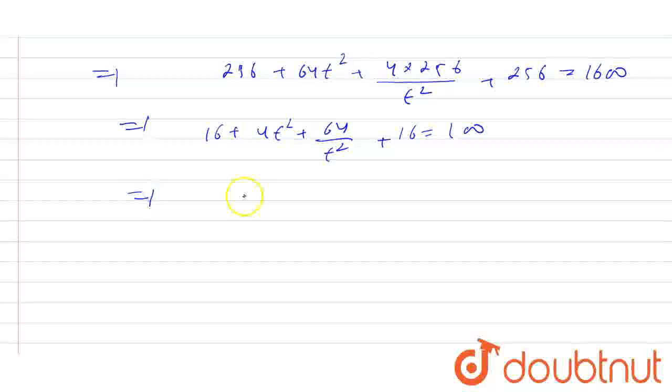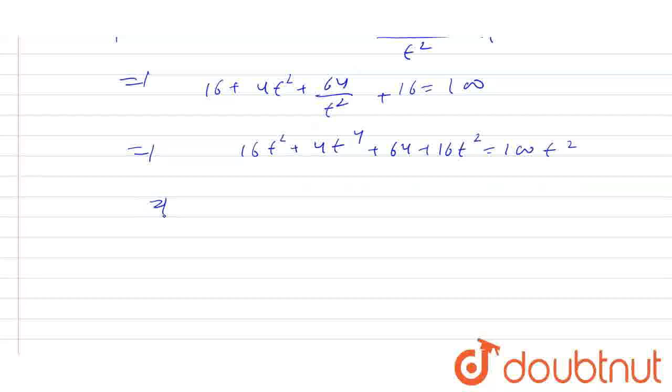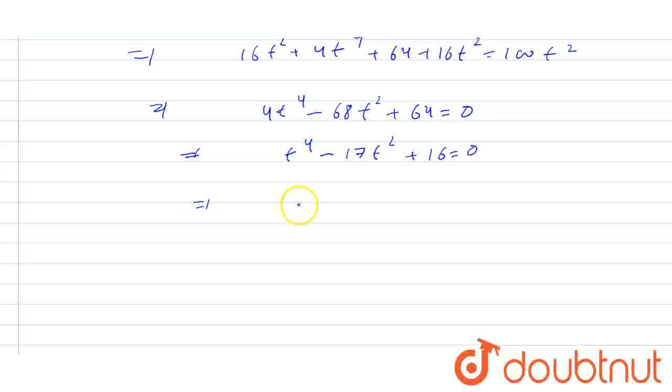Now this will be 16t square plus 4t power 4 plus 64 plus 16t square is equals to 100t square. Now shifting this 100t square to the right hand side, this becomes 4t power 4 minus 68t square plus 64 is equals to 0. So this is t power 4 minus 17t square plus 16 is equals to 0. Now we need to find the factors. So this is t square minus 1 and t square minus 16. So from here we get t is equals to plus minus 1 and t is equals to plus minus 4.